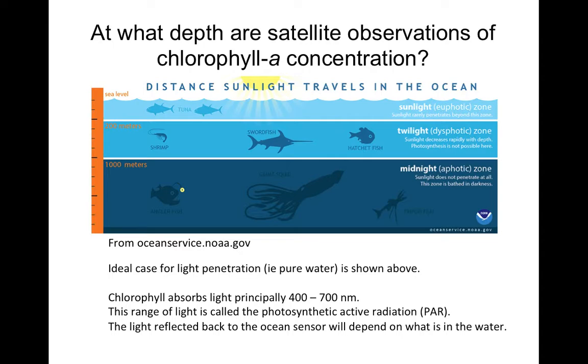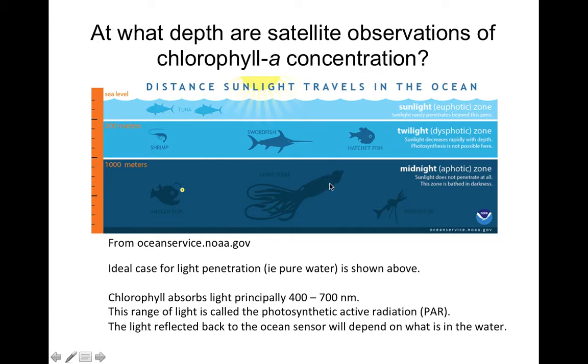So here we have the penetration of light in this cartoon for pure water. The idea is if there are no particulates in the water, it is pure water, then this is the light penetration you're likely to get. And they also have these definitions between the sunlight or euphotic zone, which is predominantly where the plankton distributions will exist, through down to twilight, and then the midnight zones, where there's very little light or no light.